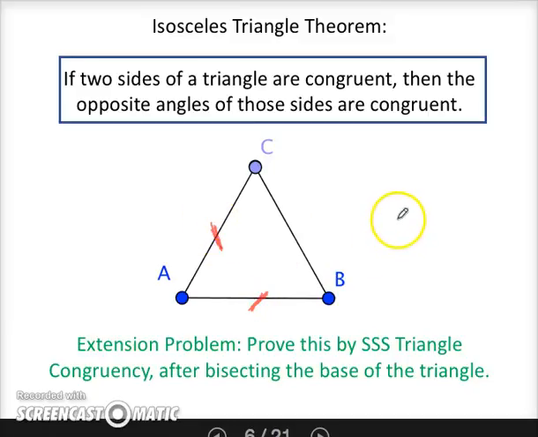We have an isosceles triangle, and let's find the opposite angles from those two sides. Well, opposite from this side is this angle, angle C. Opposite from this side is angle B. In fact, these are the two base angles of this isosceles triangle. And the theorem is telling us that angle C is congruent to angle B.